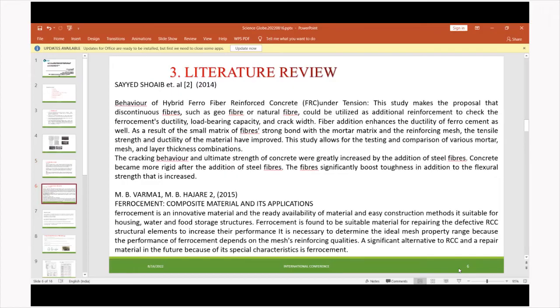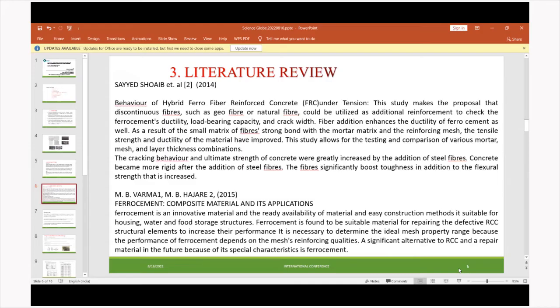Literature review, the third part. Behavior of hybrid ferro-fiber reinforced concrete is an article published by Syed Shoaib et al. in the year 2014. In their study, they show that discontinuous fibers such as geofibers or natural fibers could be utilized as additional reinforcement to improve the ferrocement's ductility, load-bearing capacity, and crack width. Fiber addition enhances the ductility of ferrocement as a result of the small size of the fiber and its strong bond with the mortar matrix and the reinforcement mesh.